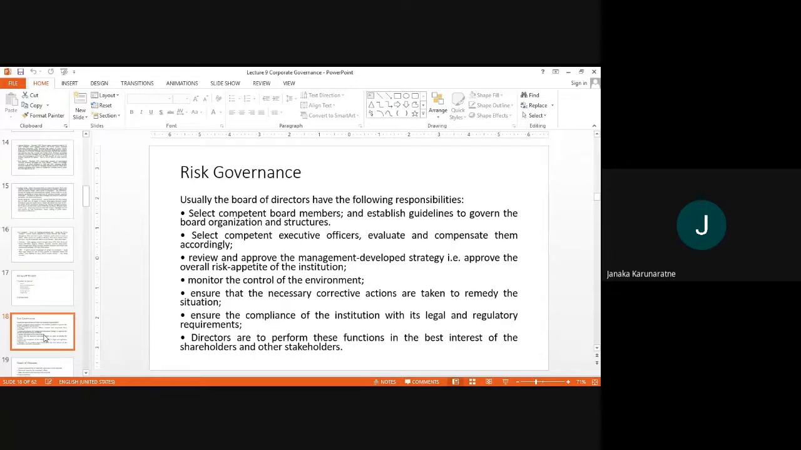Then you must have competent executive officers. You have to have the right team, the right executive officers who run the organization. Experienced, knowledgeable, educated people. And also evaluate and compensate them accordingly, based on their performance, ability, competitiveness, competencies. Review and approve the management development strategy. So it's the responsibility of the board of directors to review and approve the management development strategy and the overall risk appetite of the institution.